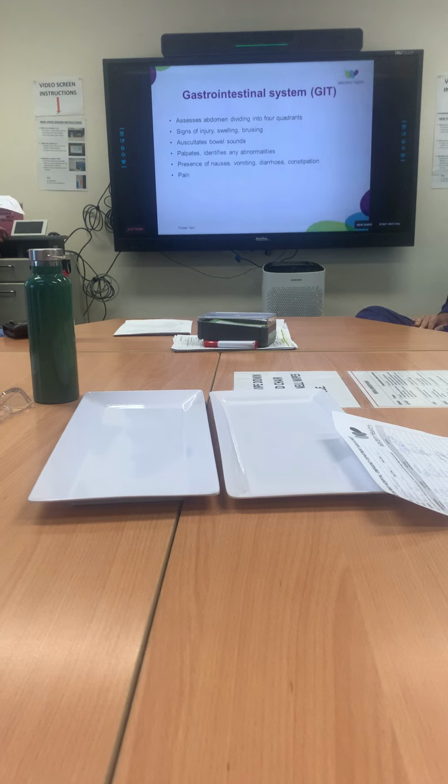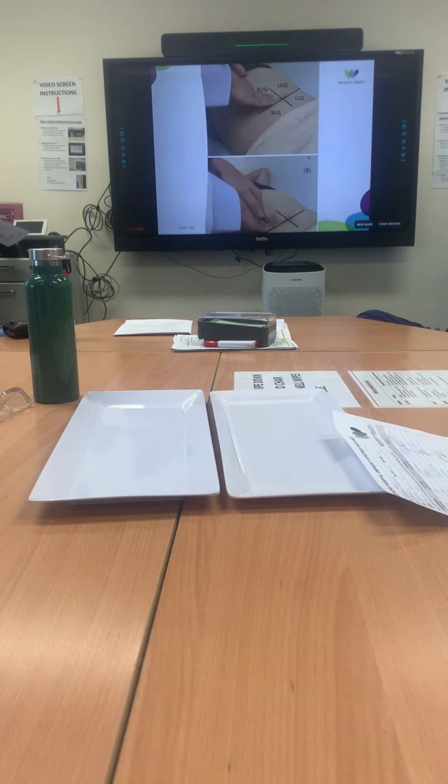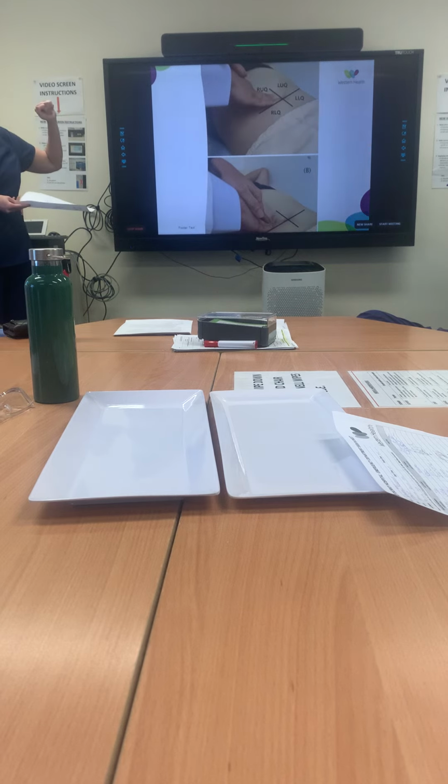So yeah, GRT. We assess the abdomen, dividing it into 4 quadrants, looking for signs of swelling, bruising, any scars, auscultate bowel sounds, palpate, and then we're asking questions like, is there any nausea, diarrhea, constipation, is there pain? And this is just a lovely picture here of how we divide our 4 quadrants. You can go much more detailed if you want, but this is nice and simple, straight to the point: left upper, right upper quadrant, right lower, left lower quadrant.